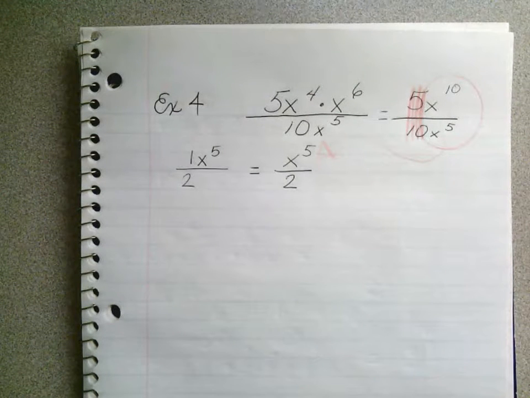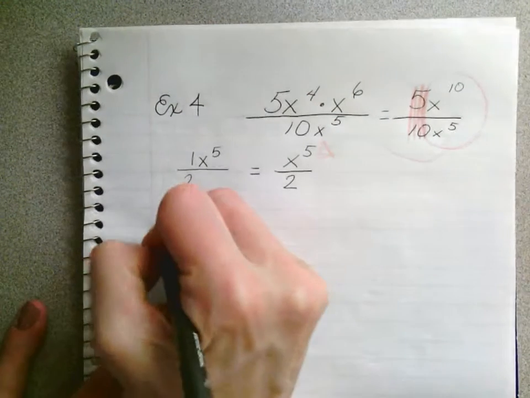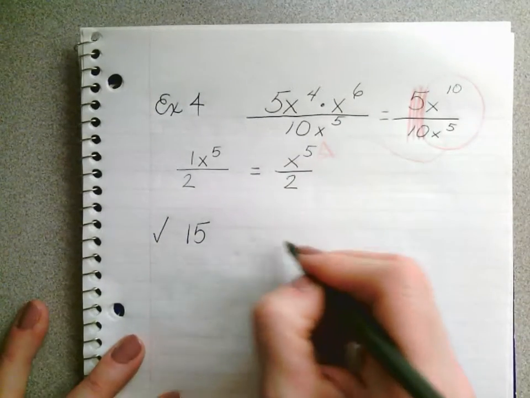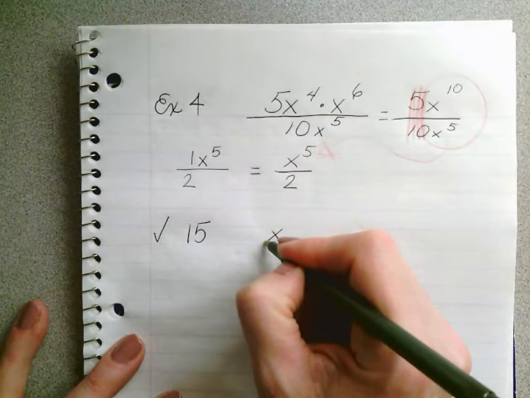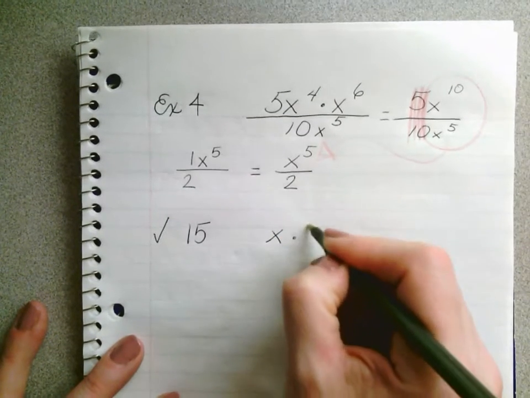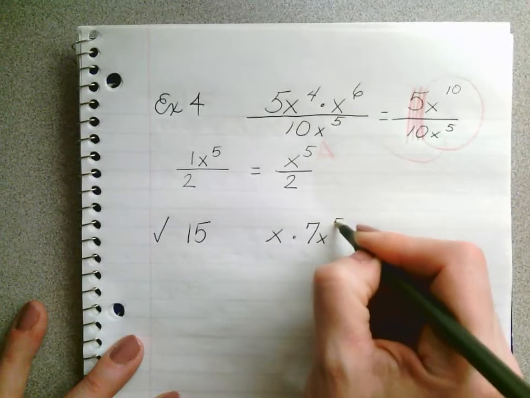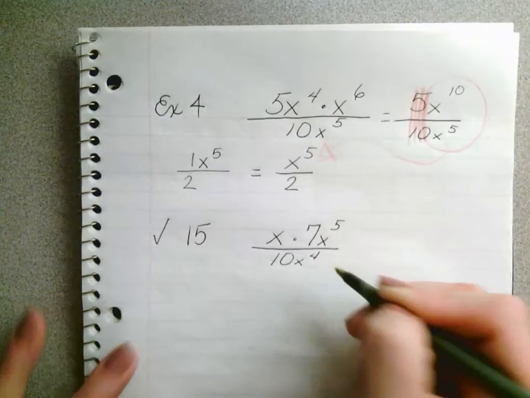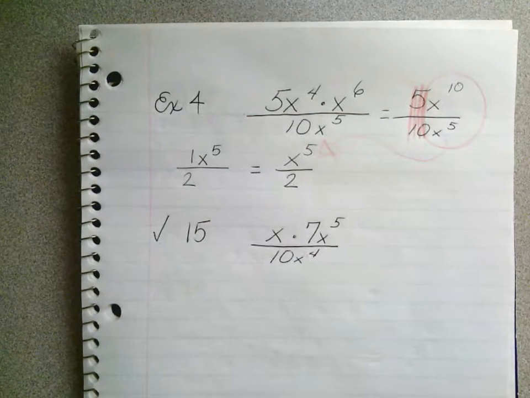All right. I would like us to try number 15 and 16 in the checkpoint together. Here's number 15. Everybody go ahead and copy it with me. x times 7x^5 over 10x^4. Did you guys copy it? So you've got to multiply that numerator out first before attempting to divide the 10x^4 into it.